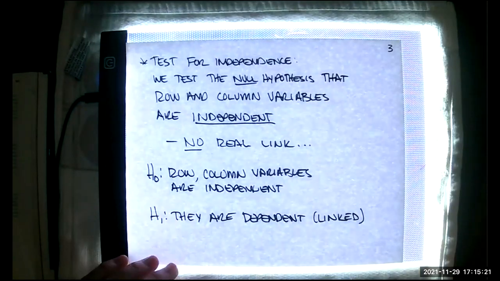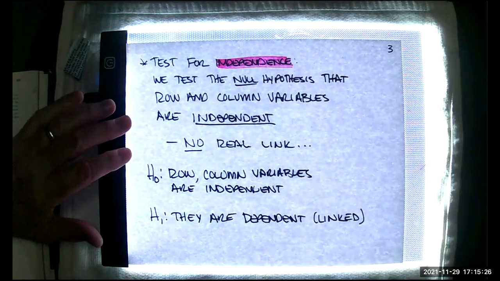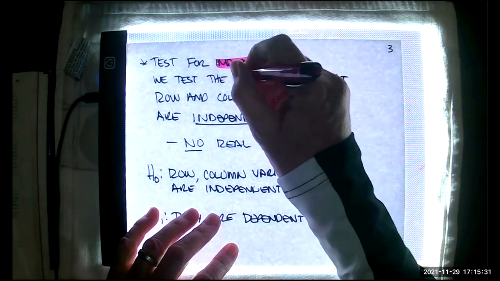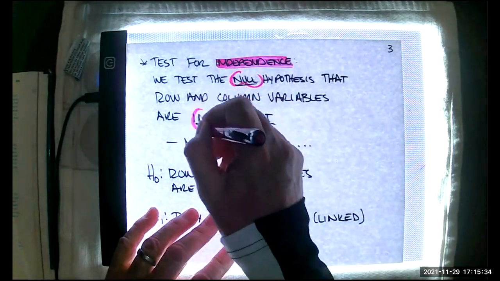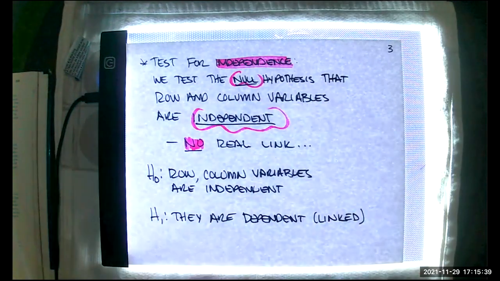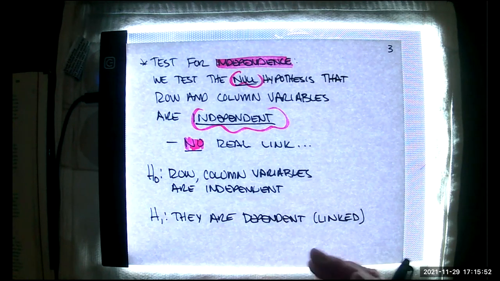What we do here in section 11.2 is we test for independence. That means we test a null hypothesis that the row and column variables are independent. What do we mean by independent? It means that there is no real link between the row and the column variables. The null and the alternative hypothesis are pretty straightforward. The null: row and column variables are independent. The alternative is that they are dependent or linked in some way.